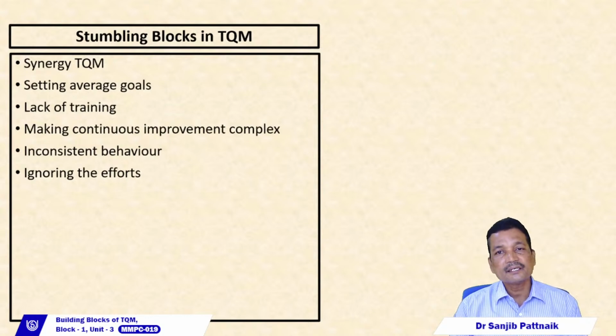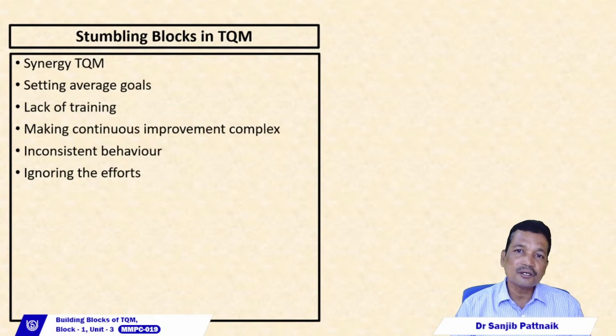Making continuous improvement complex. We said TQM is continuous improvement. It does not stop at a particular point. It goes on a continual basis. Now, if you make the process of this continuous improvement very hard to understand, creating confusions, etc., that means making it complex, then the whole thing will fall apart. It is not that everyone can have the ideas in a better way.